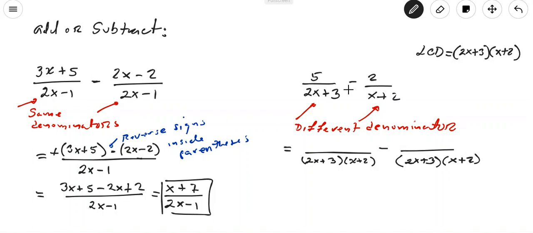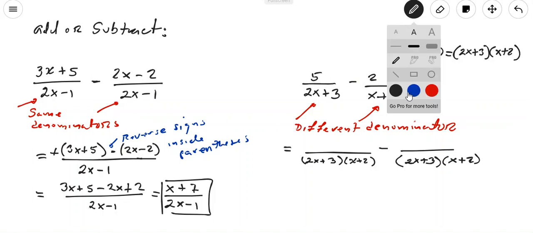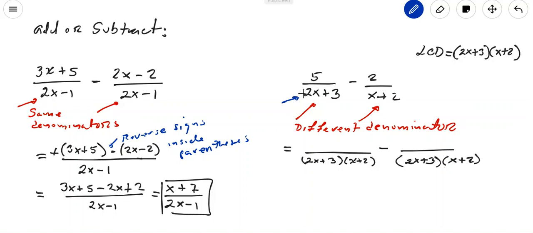So now you will look at the original exercise and say, okay, in my first fraction, when I look at my first denominator, what factor am I missing to have my least common denominator as the denominator of the first fraction? I have the factor 2x plus 3, so I am missing the factor x plus 2. But when you multiply the denominator by x plus 2, you must do the same with the numerator, because whatever operation you apply to the denominator, the same operation must be applied to the numerator.